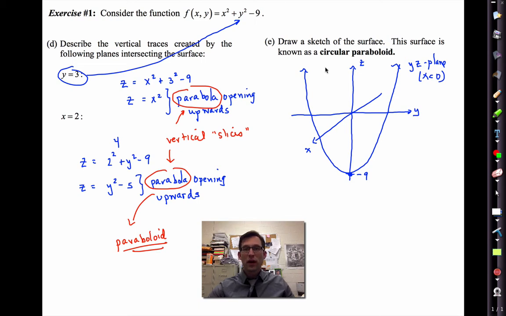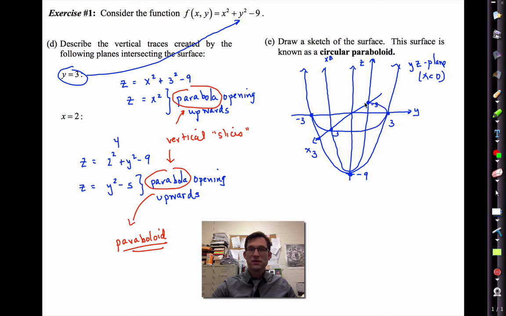I can also draw a parabola, and this is much harder, in the XZ plane. Now, this is going to look terrible, but I do know what all these intercepts are. Whoops, that wasn't the 3. This was supposed to be the 3. This is supposed to be -3. And what I also know is that all of these cross sections are circular. Those are those level curves.